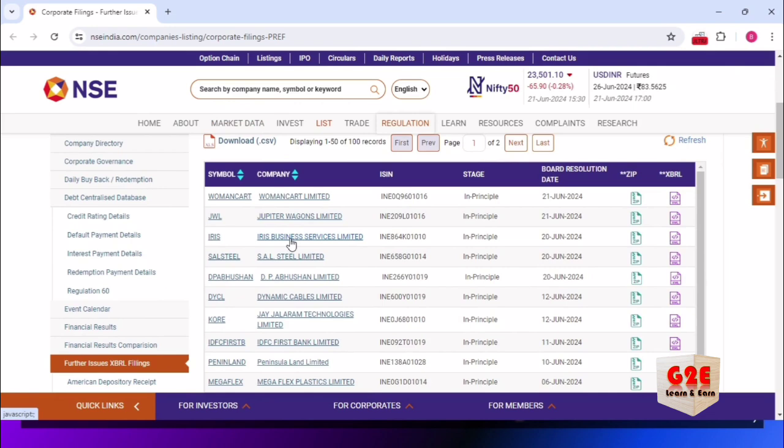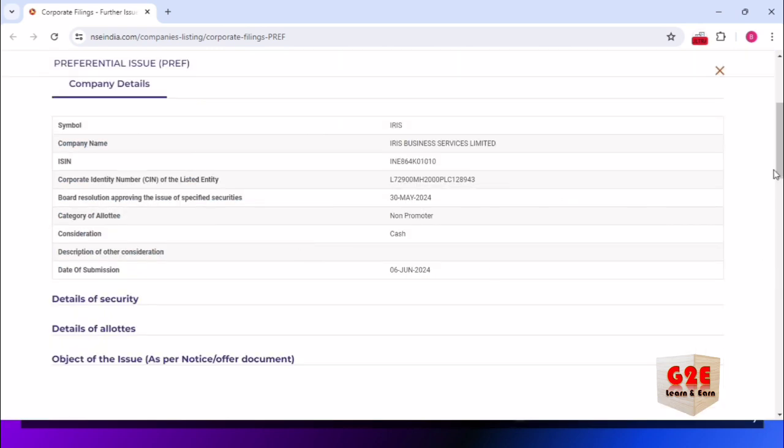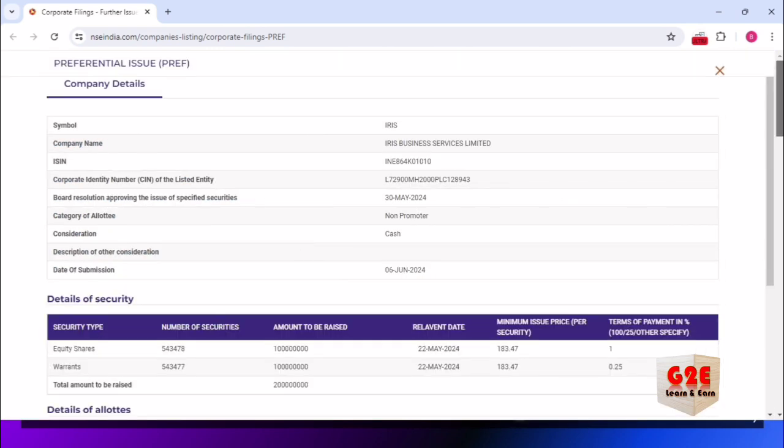And from here, I'm taking one company. See here, Iris Business Service Limited. Okay, I'm clicking over here. It's for 20th June, the resolution date and all. While clicking from here, who will get these preference shares? Everything is available here. Category of lot, in a sense, who's getting these preference shares? That is non-promoters. Non-promoters in a sense we can consider as the shareholders.